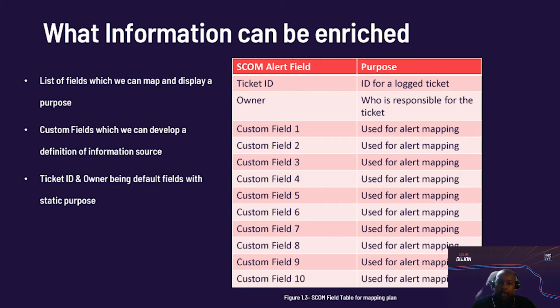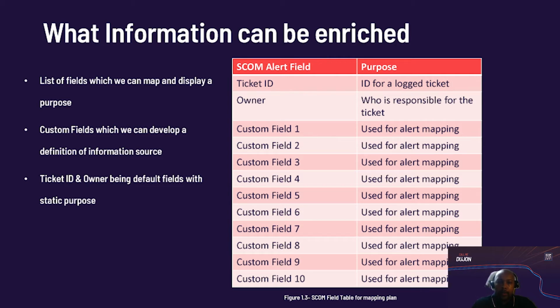So next is what information can be enriched. So we have a table here which actually shows all of the custom fields which we discussed earlier. But then we've also got things like the ticket ID, for example. Now there may be ways in which you can actually automate the actual ticket ID being populated depending on the method that you are using.